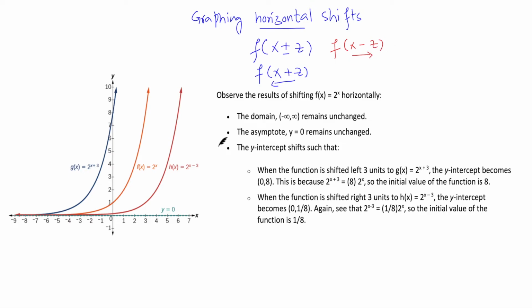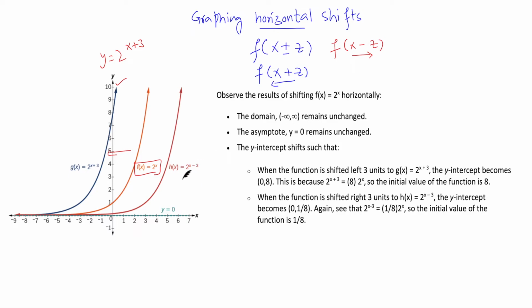Let's have a look at our various graphs. So this one is our parent graph, y equals 2 raised to power x. What will happen if we have y equals 2 raised to power x plus 3? Now we have added 3 units to the value of x. Just pick up this graph and move it 3 units to the left, and we will have this graph. So you see, the domain will always remain unchanged.